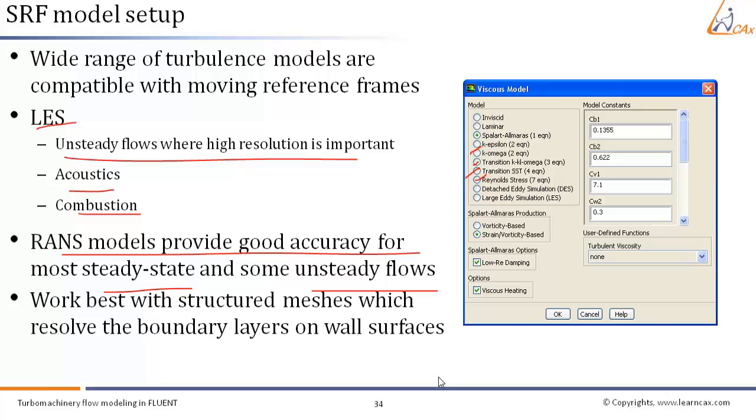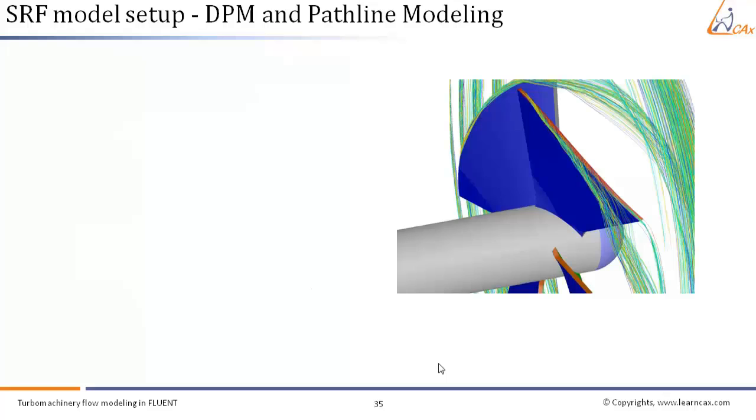This model works best with a structured grid which resolves the boundary layer on wall surfaces. So when we use a turbulence model along with the moving reference frame model, we have to consider boundary layer resolution on the wall surfaces. In order to get better accuracy, we have to use structured meshes.